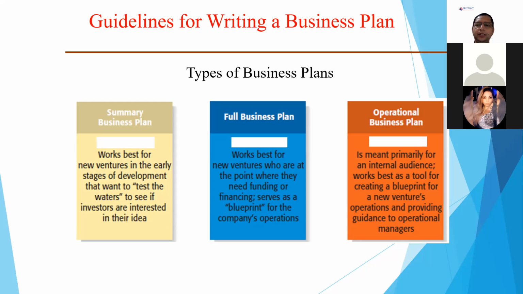The third or the last type of business plan is the operational business plan. The operational business plan is meant primarily for internal audiences. It works best as a tool for creating a blueprint for new ventures, or providing guidance for operational managers. This is also best suited for existing businesses, whereby different aspects or sections of the business, how they operate, there is a plan. So the operational plan is more towards existing businesses, or even for new businesses, it will indicate how the business will run.